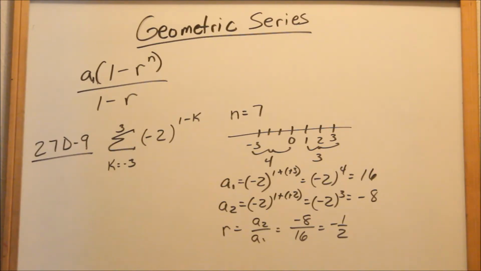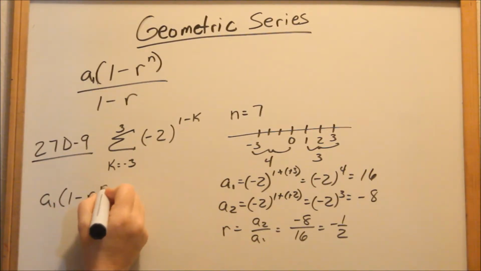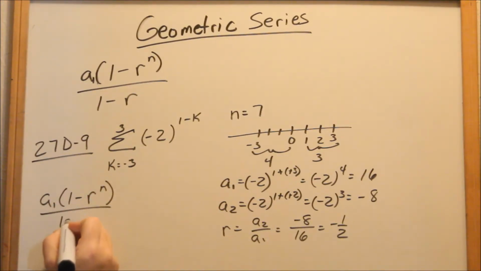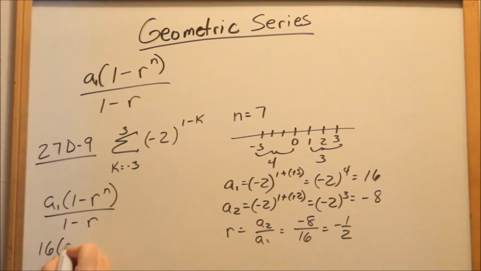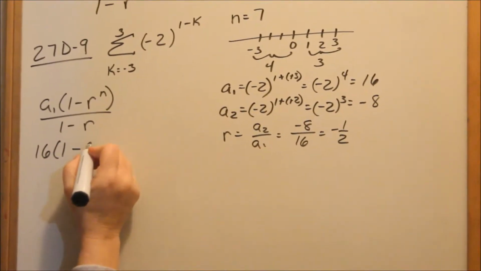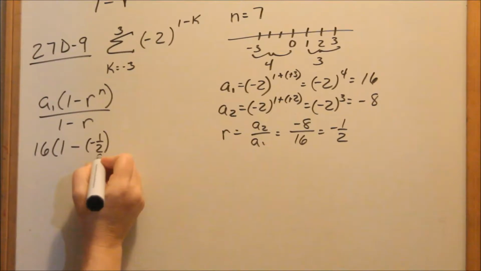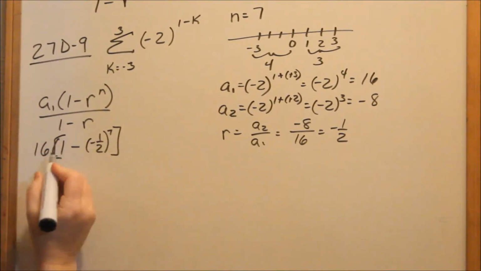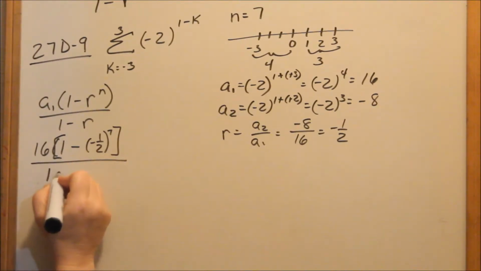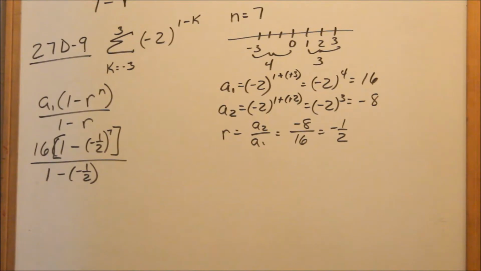Now we have everything we need to plug into the formula. Okay, here is the formula. The formula is a sub 1 times 1 minus r to the n, all divided by 1 minus r. a sub 1, we said, was 16, times 1 minus r, which is -1/2, raised to the n, which was 7. I should put that in brackets. All over 1 minus -1/2. It's important to keep up with your negatives.